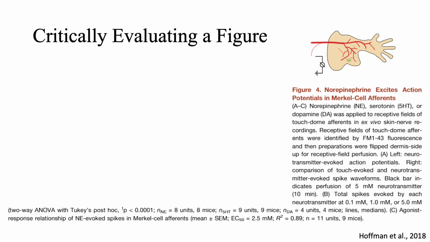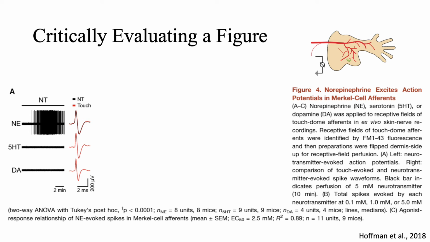In this preparation, electrophysiological recordings are made from axons that innervate the epidermis. In this experiment, the authors are recording from axons that form synapses with Merkel cells. The point that they are trying to make is that norepinephrine excites action potentials in Merkel cell afferents. So let's see if we come to the same conclusion.